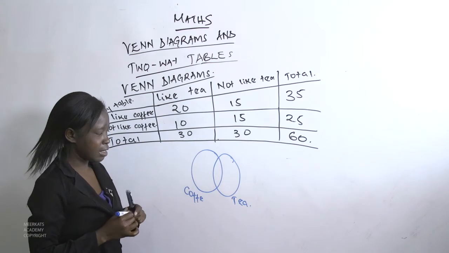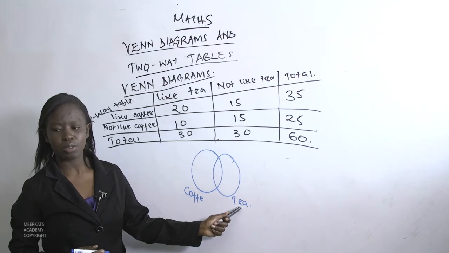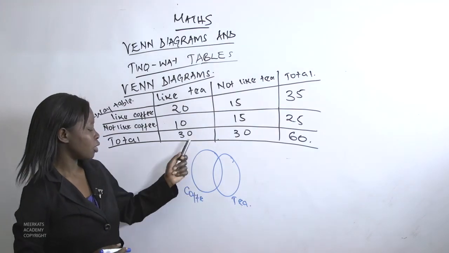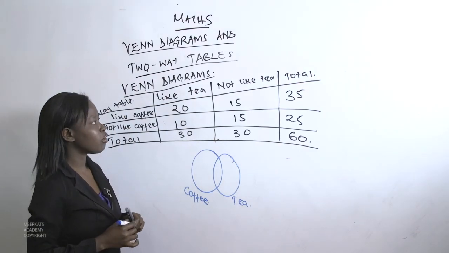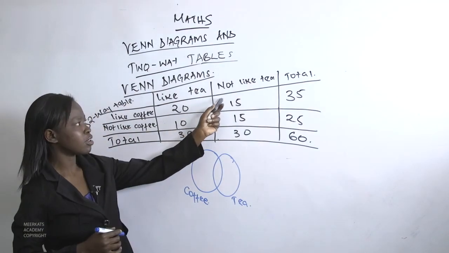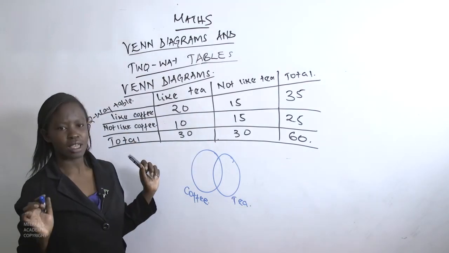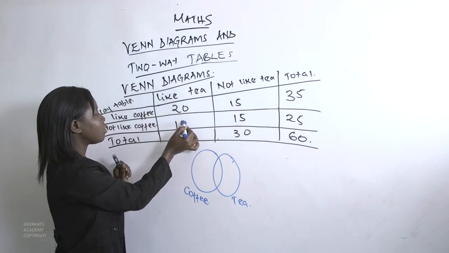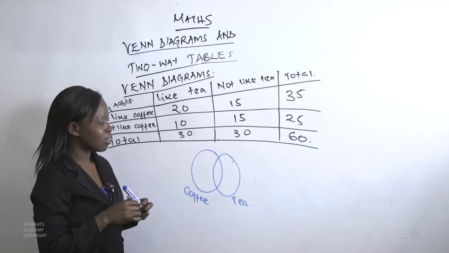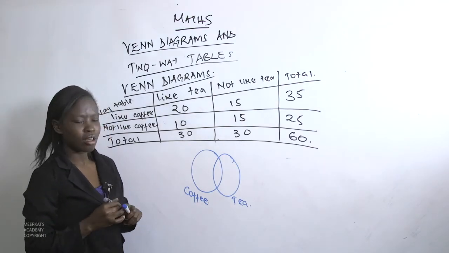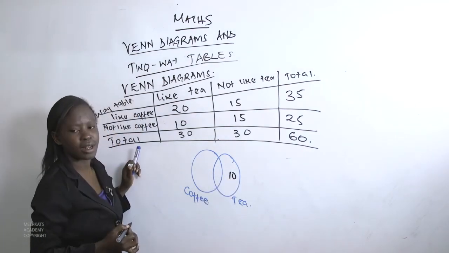So the circle on the right hand side is representing those people who like tea. The circle on the left hand side is representing those people who like coffee. So we find out how many people from this table just like tea only. They like tea but they don't like coffee. We find that those who like tea and don't like coffee are 10. So I'll indicate the digits on the circle for those who like tea only.